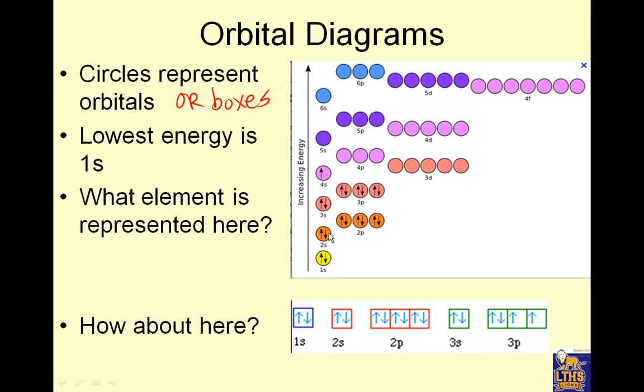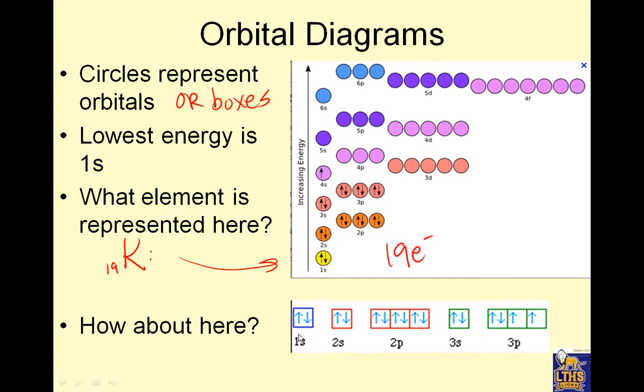Well, let's count electrons. 1, 2, 3, 4, 5, 6, 7, 8, 9, 10, 11, 12, 13, 14, 15, 16, 17, 18, 19. 19 electrons. So this is potassium. How do I know? There's 19 electrons, and potassium has 19 protons, so this is the neutral potassium atom. So this is potassium because it has 19 electrons.